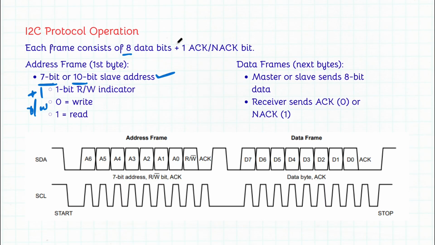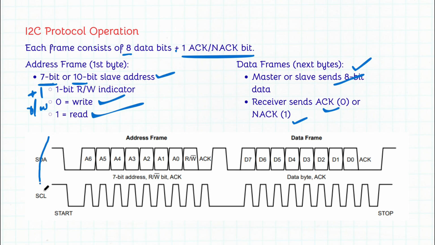and after this there will be one acknowledgement or not acknowledged signal, saying whether our data is sent or not sent, something like that. And 0 will be for write and 1 will be for read. The data frame is also 8 bits. 8 bit data will be sent, and the receiver will send acknowledgement or not acknowledged. If master is sending data to slave, then slave will say acknowledged or not acknowledged.